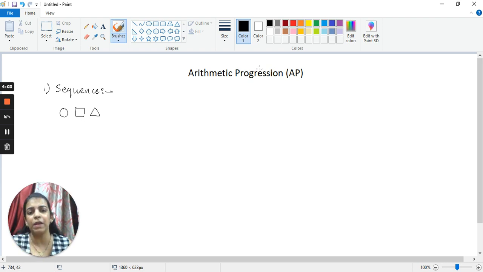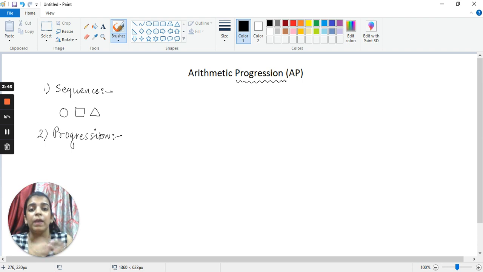Now let me give you the meaning of the word progression that is used in the name of the chapter. Progression is the second word. Progression is a kind of sequence, so obviously there is some definite order. Progression is a kind of sequence in which there is some mathematical or logical rule. We are talking about mathematics here, so that means either something is added or subtracted or multiplied or divided. These kinds of sequences are known as progressions.